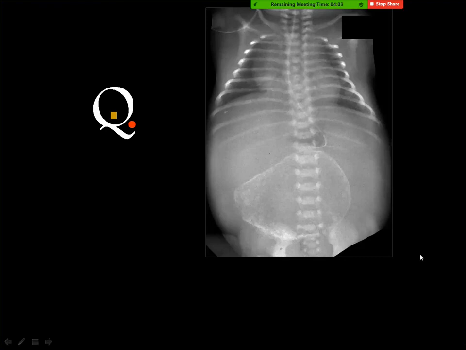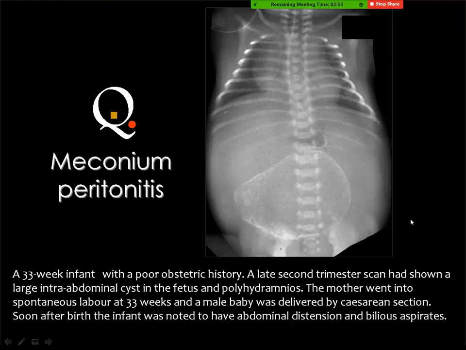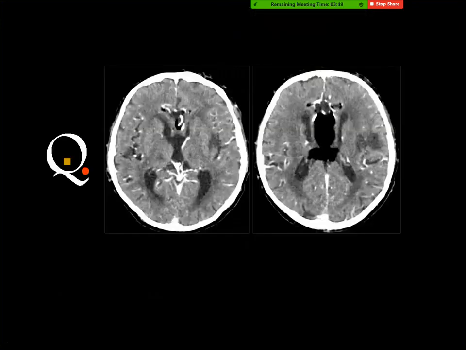No, this is meconium peritonitis. Yes, and this is whenever you see calcium in the abdomen in the newborn, and this is meconium peritonitis.